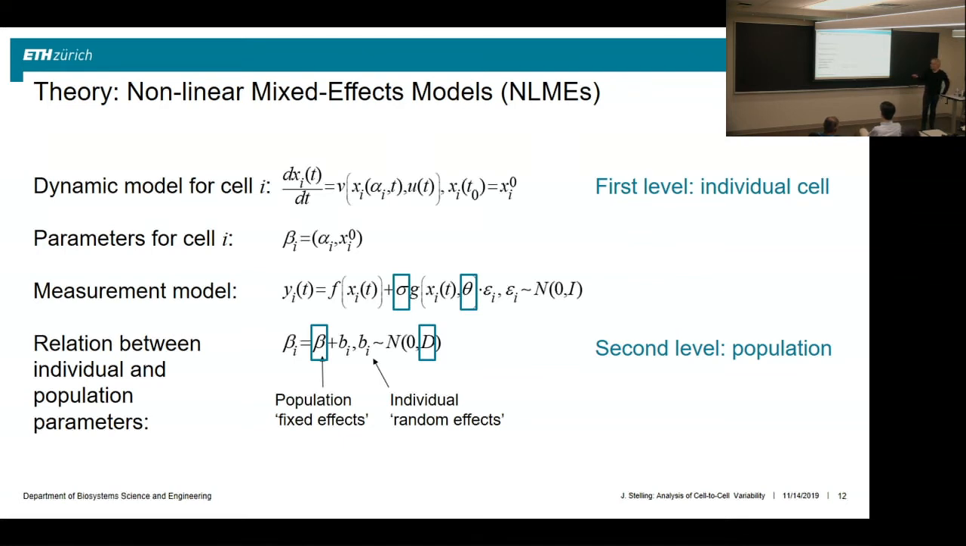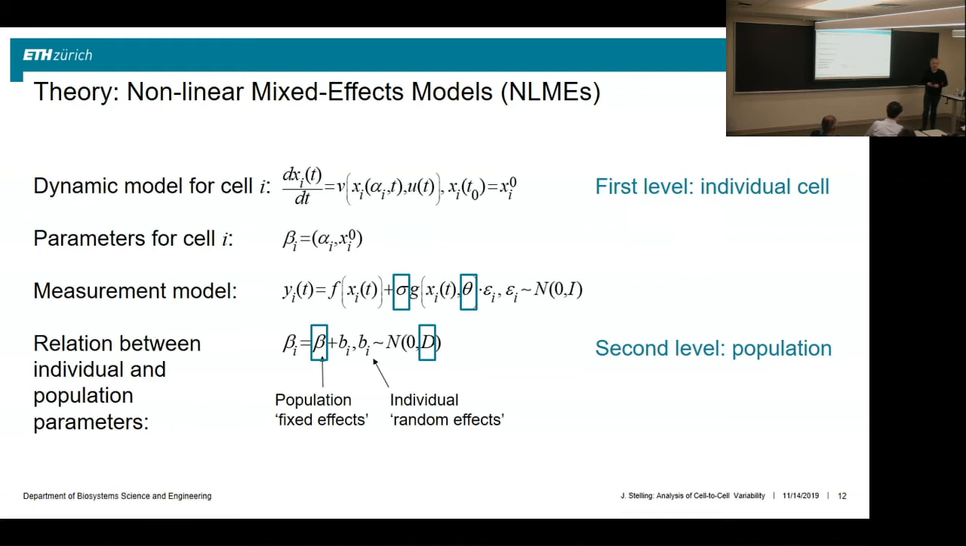And then we have the relation between the individual and the population. The assumption here is that there's a so-called population average, beta. It's in the statistical literature called the fixed effect. And then each individual realization for each individual cell is given by this average plus the individual random effects. They are distributed according to a distribution with mean zero and a covariance matrix. This is just a hierarchical model.